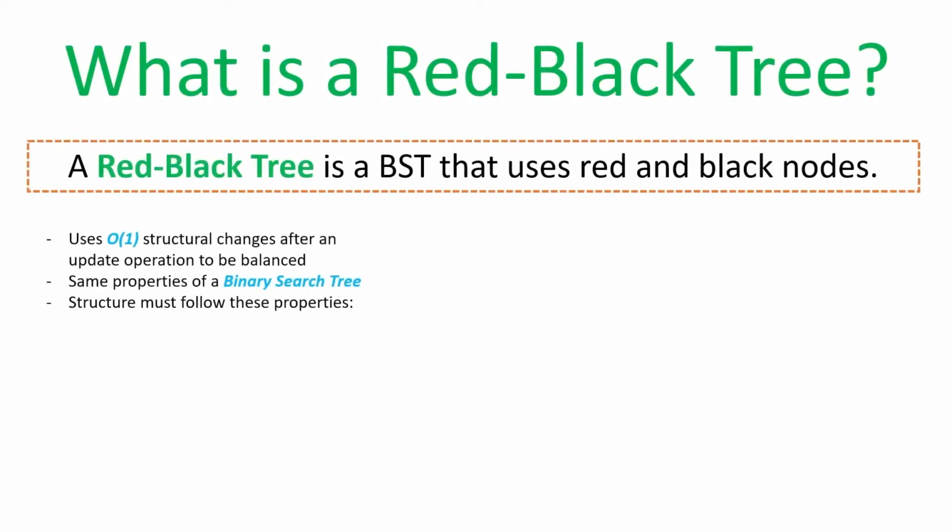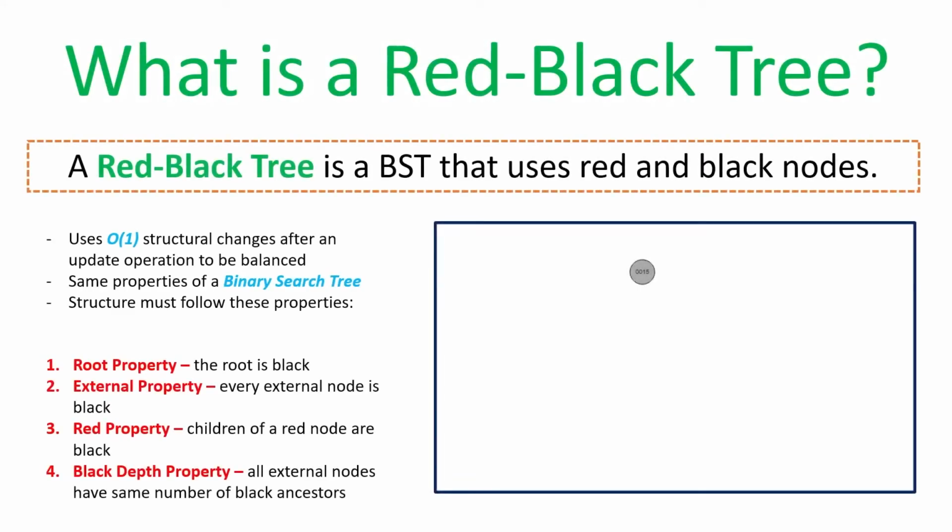All right, what is a red-black tree? Well, a red-black tree is just a binary search tree that uses red and black nodes. These red and black nodes help us to determine how we rebalance after an update operation, which, by the way, is a big O of 1 time complexity. A red-black tree has all the same properties of a binary search tree plus 4 more.